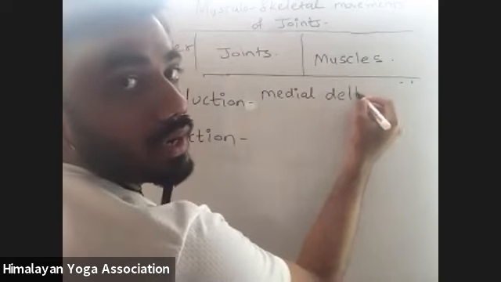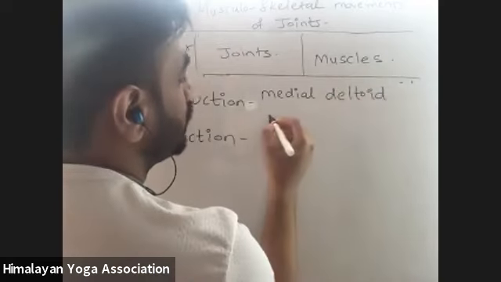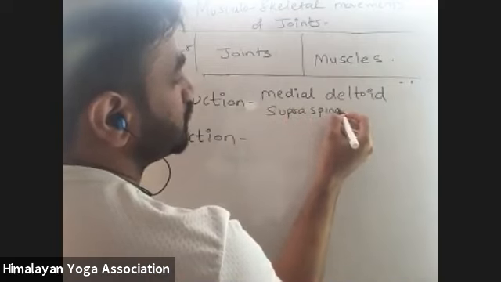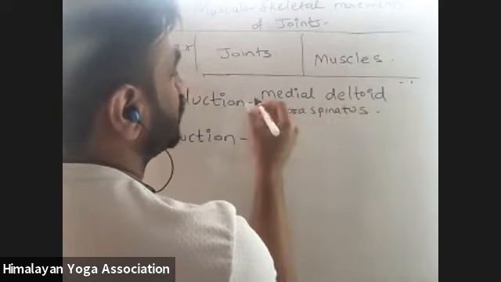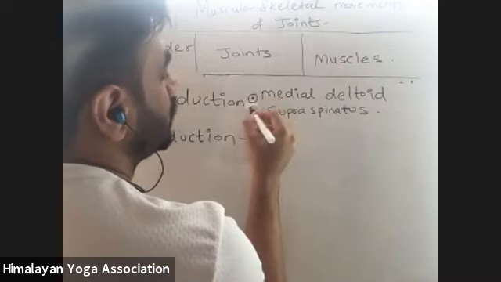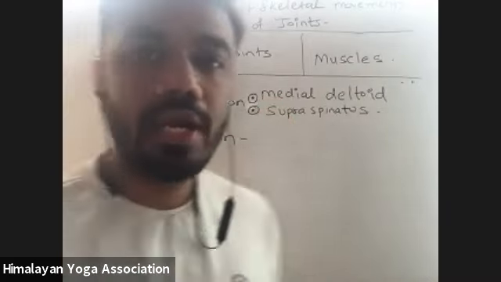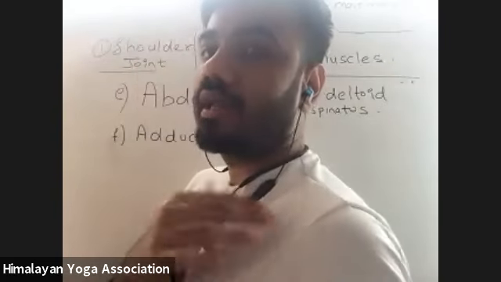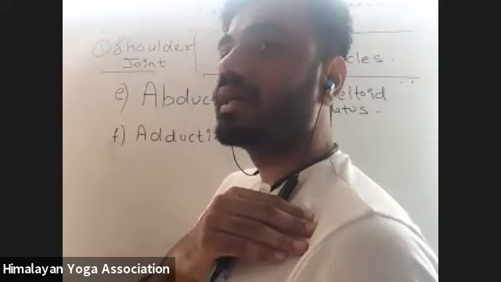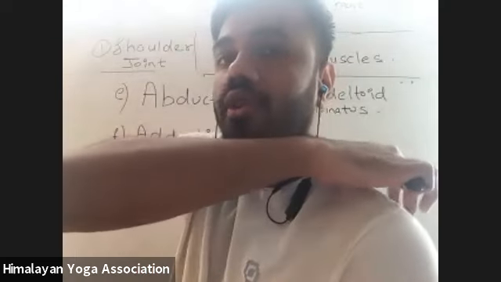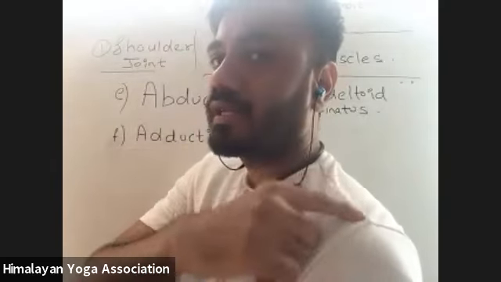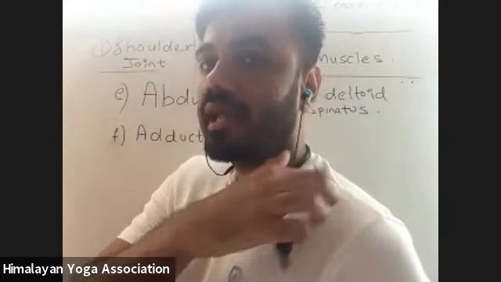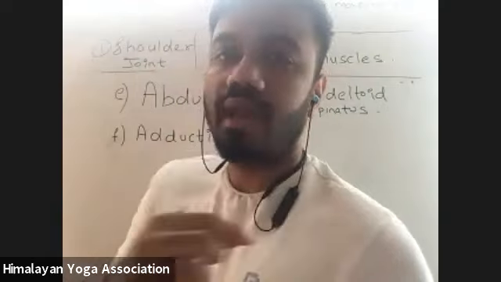We have medial deltoid and supraspinatus muscle. What is the medial deltoid? Deltoid is on our shoulder. So this is anterior deltoid in the front side. This is posterior deltoid on the back side. And this muscle is our medial deltoid. So this is a triangular shape of the deltoid.